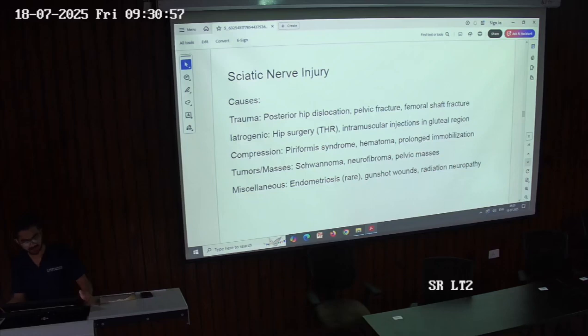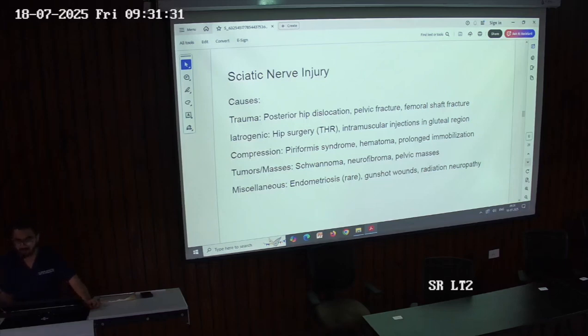Again, the causes follow the classic 4-5 criteria: trauma, iatrogenic cause, compression, tumor, and idiopathic or miscellaneous causes. Trauma will be posterior hip dislocation, pelvic fracture, and femoral shaft fracture. Out there, it was fibular fracture in common peroneal nerve. Iatrogenic or surgical causes: hip surgery. Out there, it was knee surgery. Here, also intramuscular injection in the gluteal region can cause sciatic nerve injury if not given in the proper area.